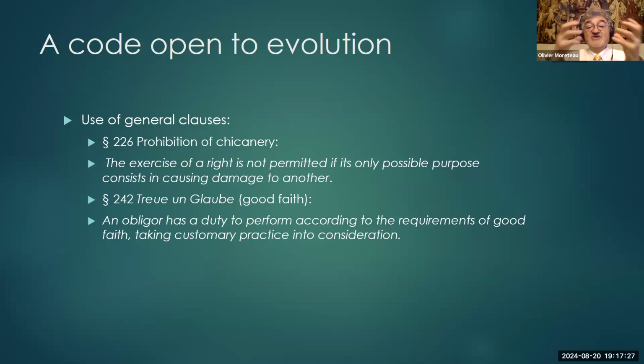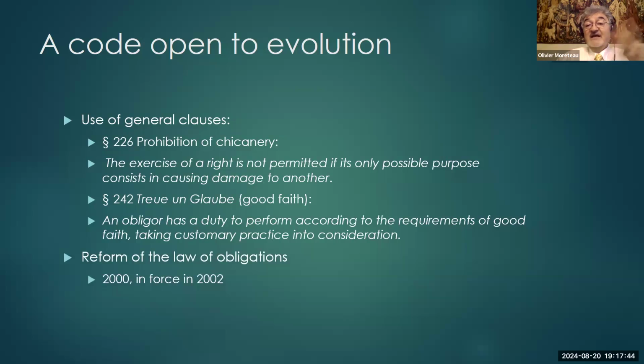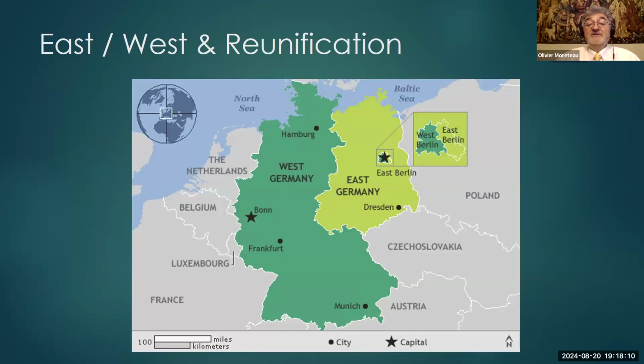So you see that these general clauses that appear in part one of the code and in other parts of the code have been facilitating adaptation by way of judicial interpretation. And of course, like in other codified systems, revision of the code is always a possibility. And the German Civil Code has known probably its most significant revision in the year 2000 with a big reform of the law of obligations that came into force in the year 2002. Now, the last element of this brief survey of codification of the law in Germany will deal with the reunification of Germany that took place, I would say, rather recently, though you were possibly not even born when this happened.